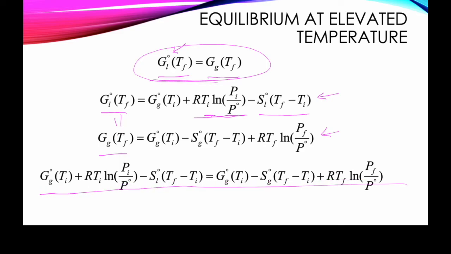On the left-hand side, we have the Gibbs energy of the liquid at the elevated temperature. On the right-hand side, we have the Gibbs energy of the vapor at the elevated temperature. And that's what we have. Now you'll notice that we can simplify this a little bit because the first term on each side is the same, so they'll cancel out.